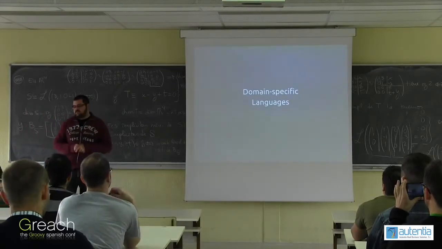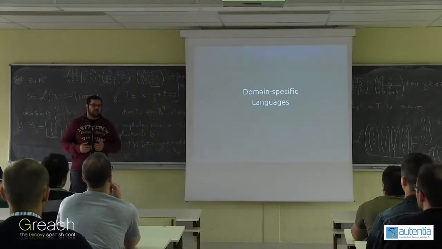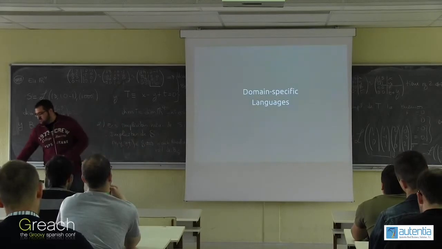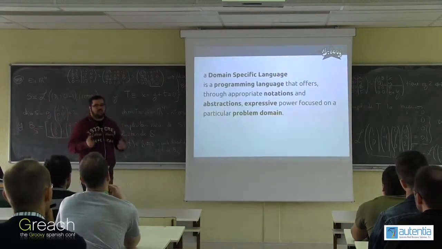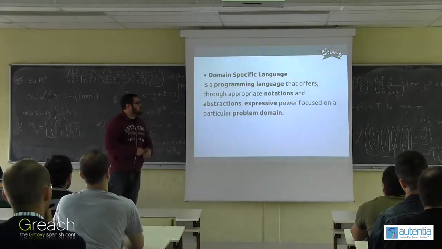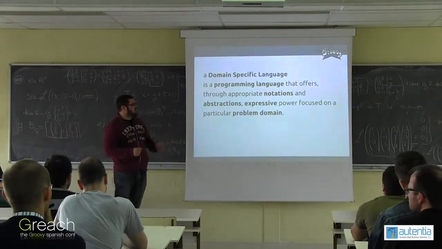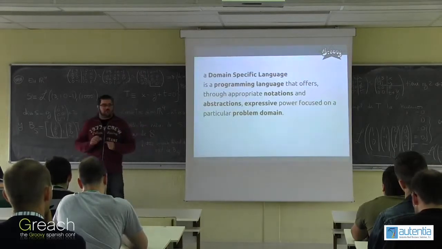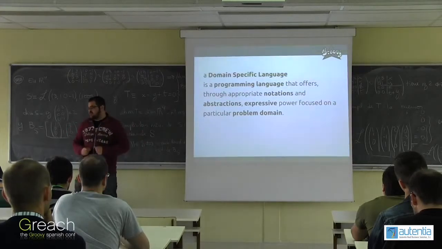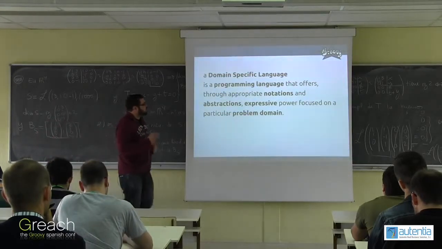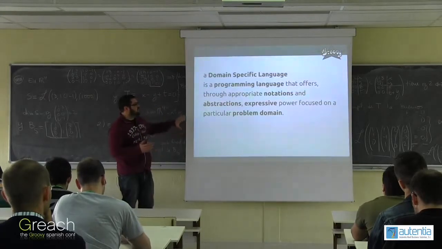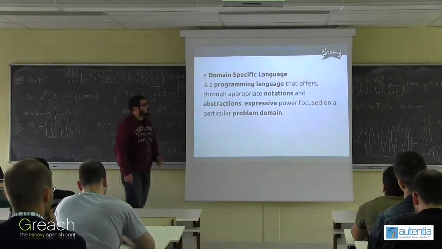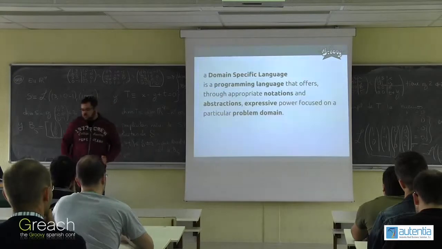Okay, but first things first. What is it that we understand for a domain-specific language? This is the formal definition: it's a programming language that, through appropriate notation and abstraction, is expressive for a particular problem domain. But this is strange, no? You should find this definition strange, because in Groovy we already have a programming language. So how is that even possible?